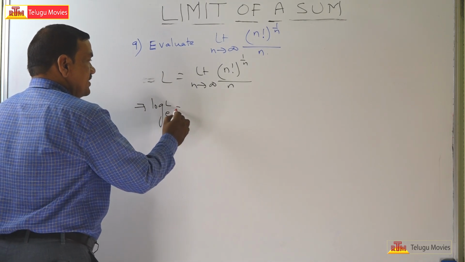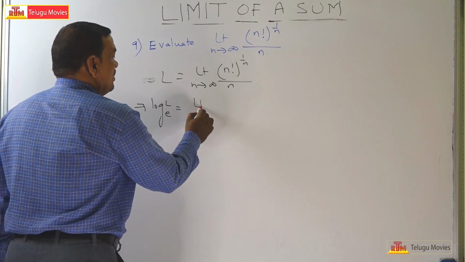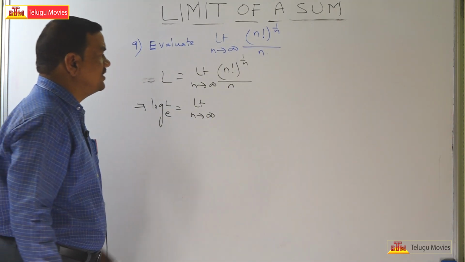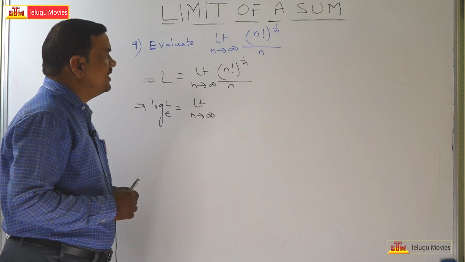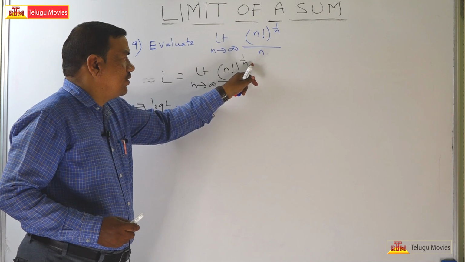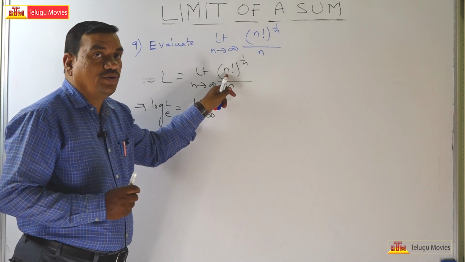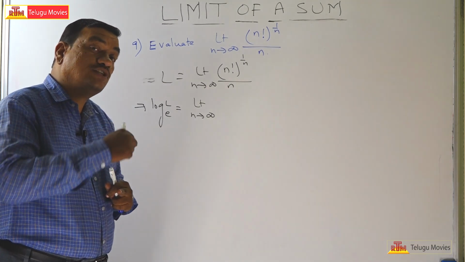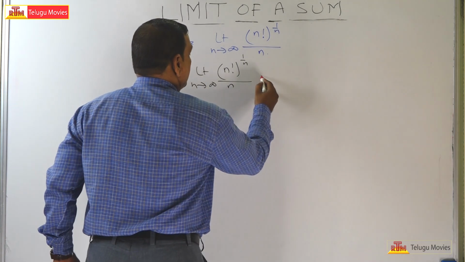Log L to the base e is equal to limit n tends to infinity. So if we apply logarithms on both sides, okay. Before applying this, let us do one thing. Why? Because here whole power 1 by n is there. This is only for n factorial, but for n it is not there. That's why make it for n also whole power 1 by n. So I will do it like this.